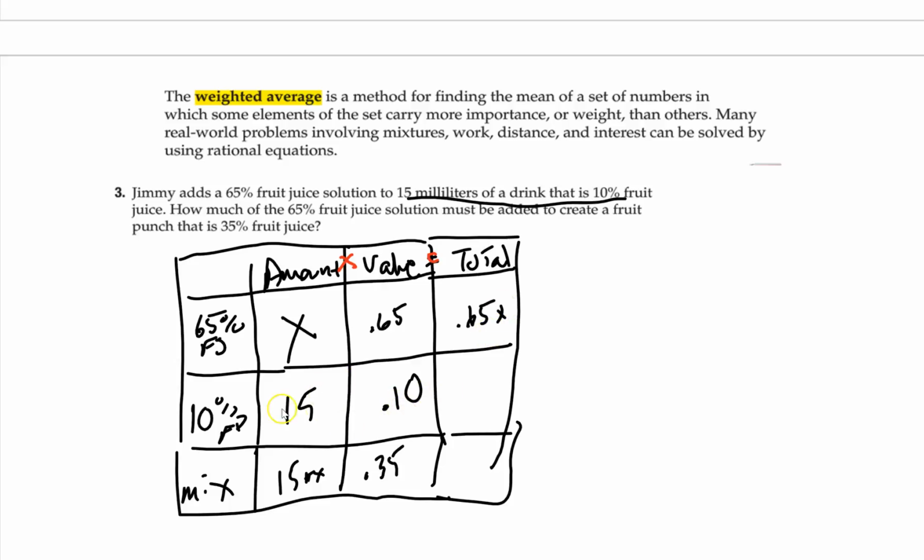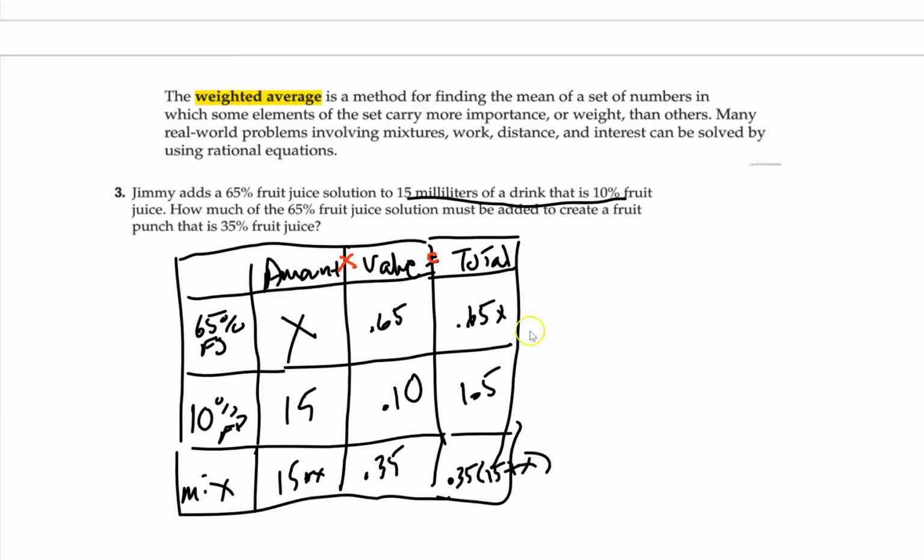Over here I have 10% times 15, or 1.5. And over here I have 35% times 15 plus x. I'm just going to leave this as 35% times 15 plus x. You don't have to be a hero. That's fine. So you get that and you're like, okay, great. What's next? Well, what's next is we want to come to an equation with this.